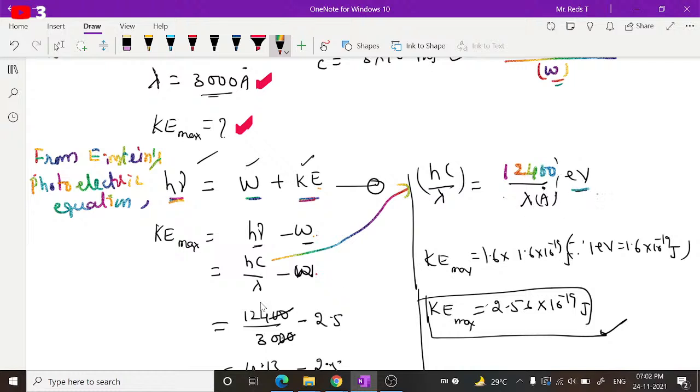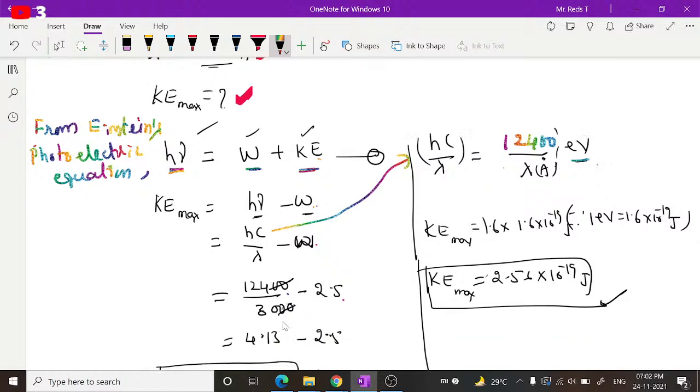So 12,400 by 3,000, with lambda in angstrom units, minus 2.5 electron volts. Now this is in electron volts, and this is also in electron volts. On simplifying further, two zeros cancel, and we get 12.4 by 3, which is 4.13 electron volt. Minus 2.5 electron volt, the difference will be 1.6 electron volts.